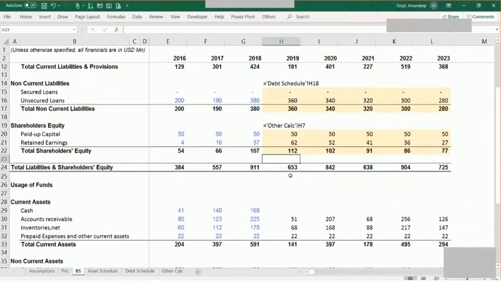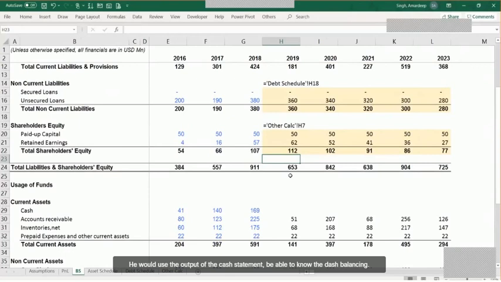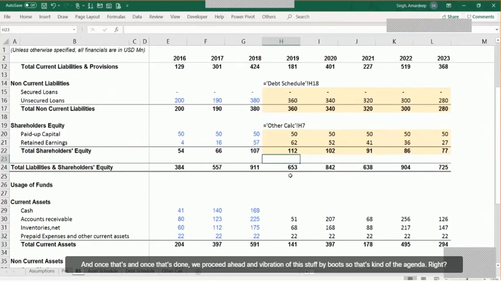So what we are going to do now is work upon the third financial statement, which is part of the financial model, and that's called the cash flow statement. And once our cash flow statement is ready, we would use the output of that cash flow statement to flow the cash balance in our balance sheet. So that's going to be our mechanism. All right. And once that's done, we proceed ahead and do the business valuation of this company by using both discounted cash flow and relative valuation. So that's going to be the agenda for today, right?